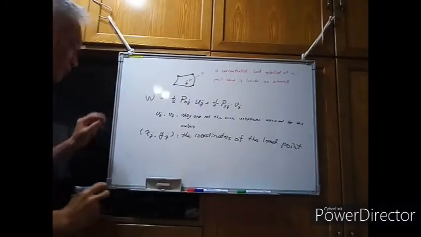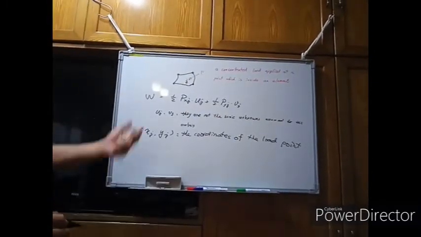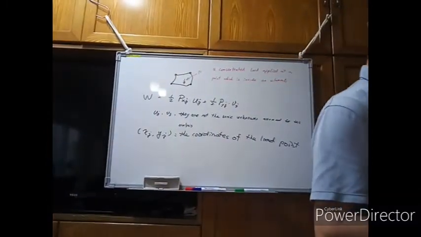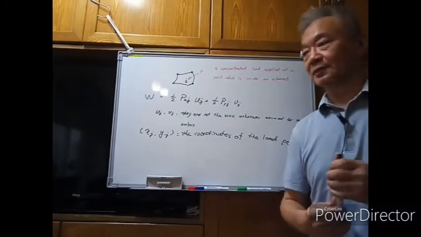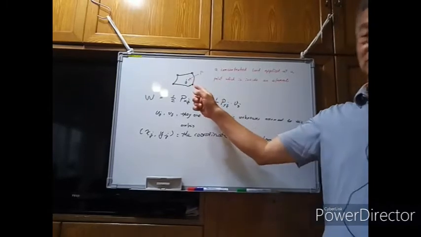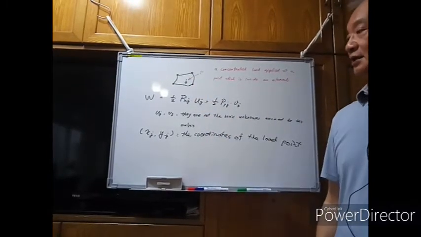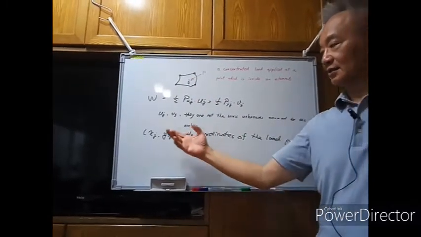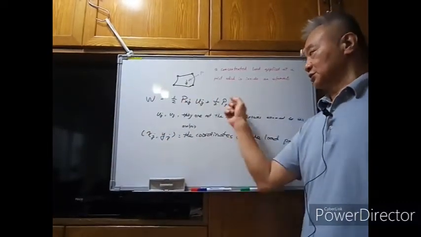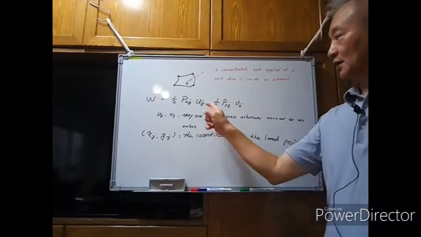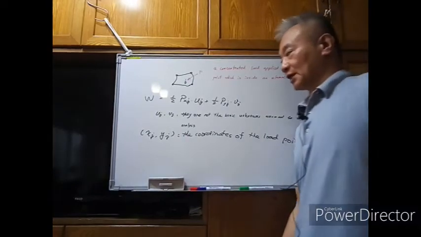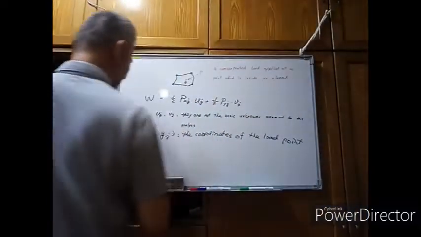okay, so we will require the user to input the xj and the yj, and the xj and the yj are the coordinates for the load points. So we know the xj and the yj. Also, we know the pxj and the pyj. But how can we get the uj and the vj? Okay, remember we do not have the u of xy and the v of xy.